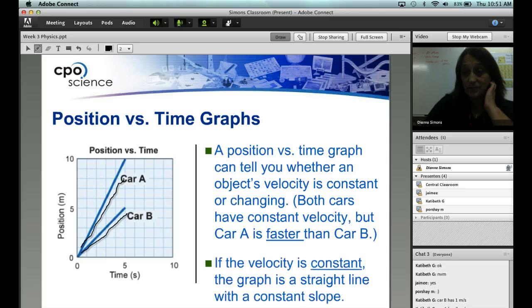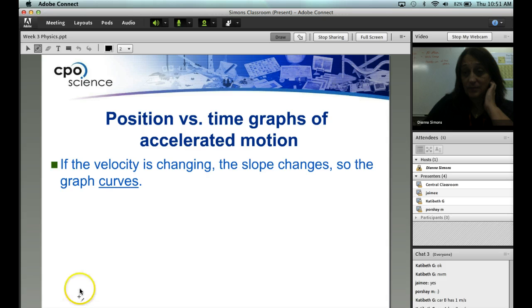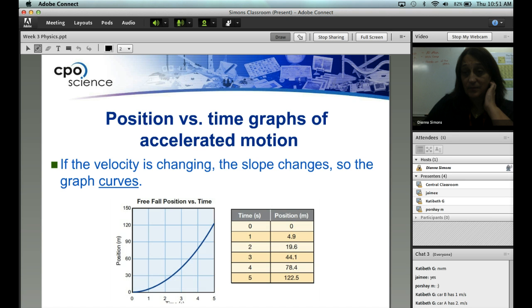So if the velocity is constant, the graph is going to be a straight line, constant slope. So I don't know if you guys remember this from your algebra, 8th grade, 9th grade, but there was a reason that you were doing slope, and you never knew it. So if the velocity is changing, then the slope is changing. So the graph of the curves are also changing.